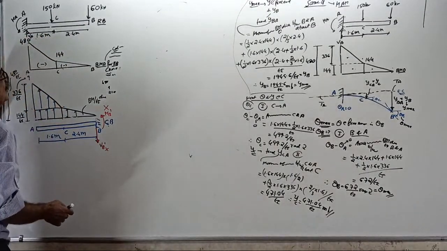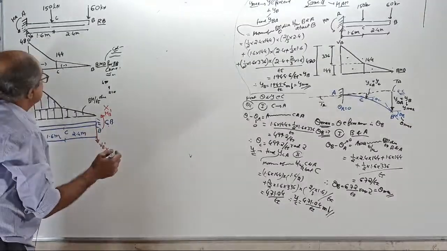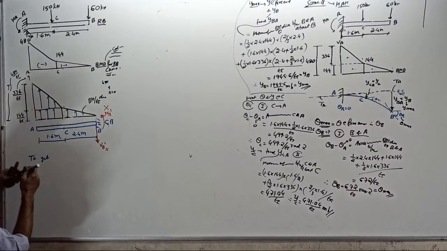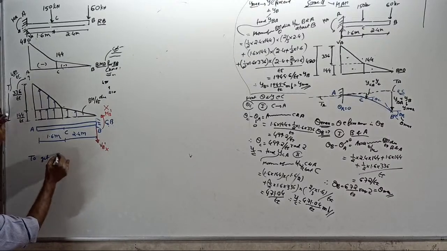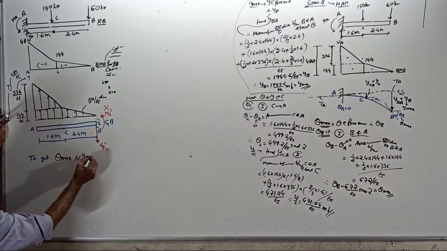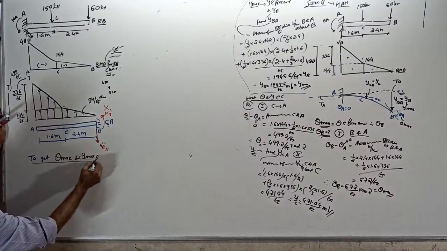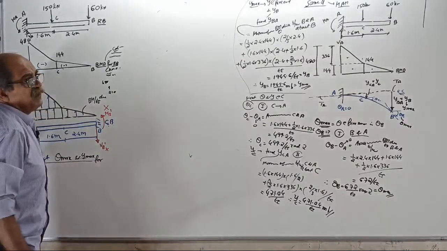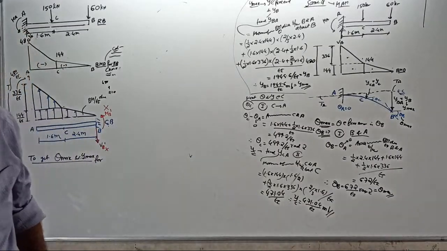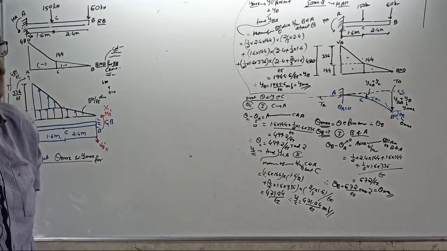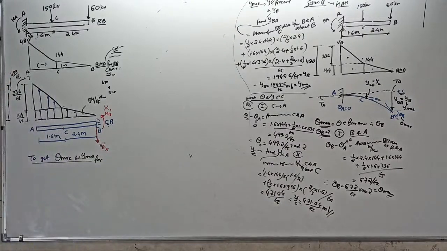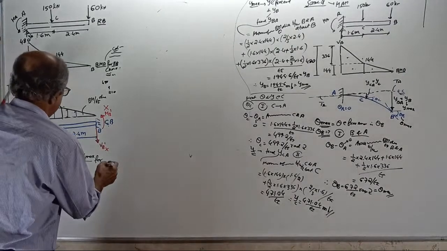First, to understand what they want: they want to get the maximum slope, theta max, and y max. Theta max and y max for which beam? Tell me. Some will tell me, sir, conjugate beam. Conjugate beam is nonsense. For the real beam.